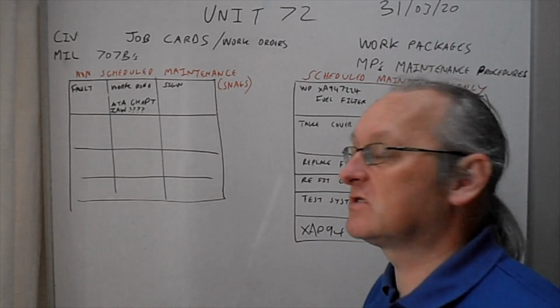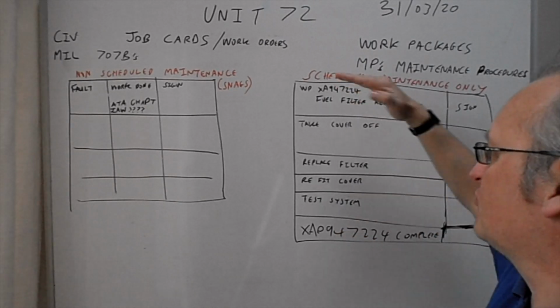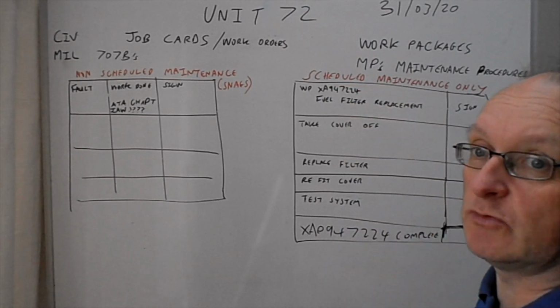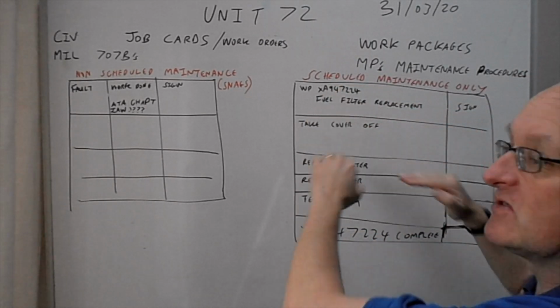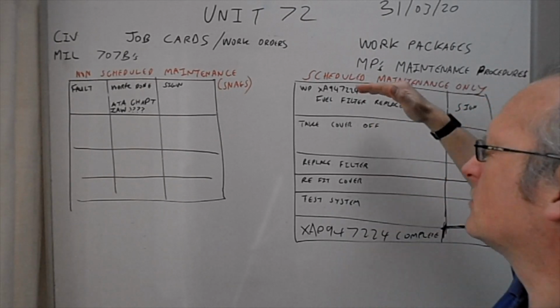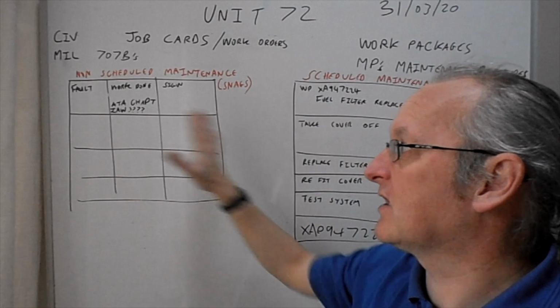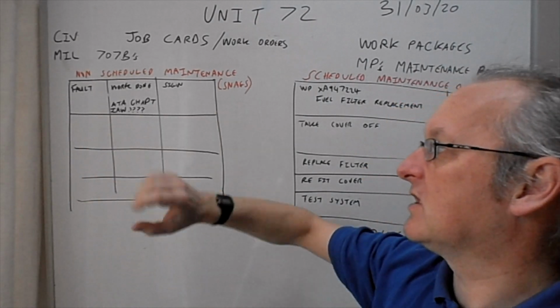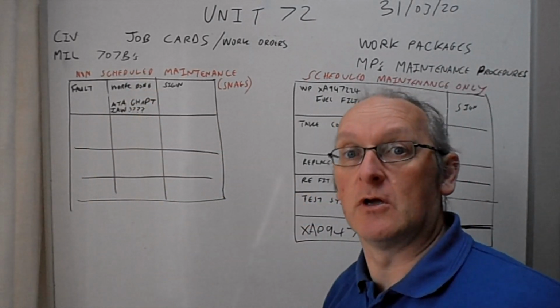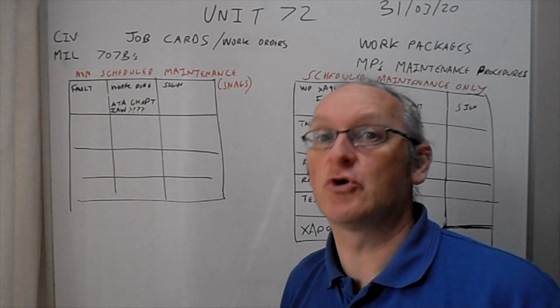Now the difference between the two of them is that the work package is pre-printed. It tells you what to do. It gives you a set series of events to follow. This one is open. The boxes are blank. You can write in there whatever you want, and this is for stuff that crops up and bites you in the bum that you don't see coming.